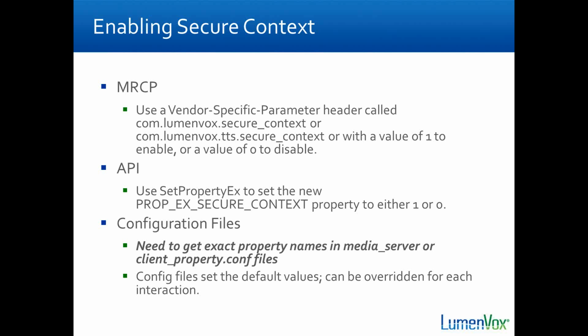Look at this, I got a note to myself. Sorry, guys. Anyway, in the API, there's a setPropertyEx call to change a value called PropEx secure context, and you'll set that to either 1 or 0. As you can see, I did not get the exact property name out of the media server or client property, but I think they're called secure_context and TTS.secure_context, just like they are over MRCP. So basically just set these to 1 or 0.